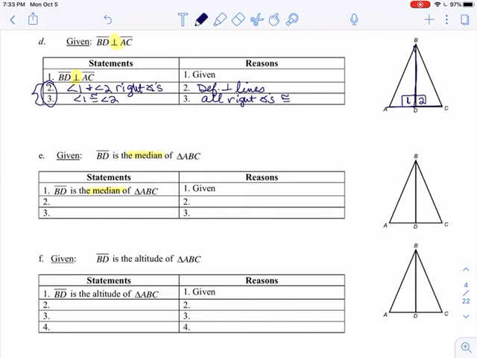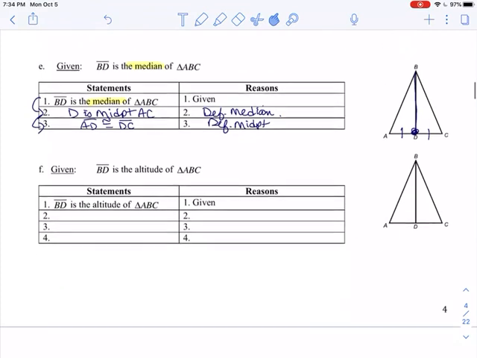So in E, I know that BD is the median of triangle ABC. A median is a line that goes from the vertex to the midpoint of the opposite side. So first I say D is the midpoint of AC. And again, my reason is just nice and simple, definition median. If you want to write out the definition, a median is a line drawn from the vertex to the opposite side, you can. And now since I know D is a midpoint, it cuts that segment in half. So AD is congruent to DC, definition midpoint. So you can see how statement 1 gives us statement 2 and statement 2 gives us statement 3.